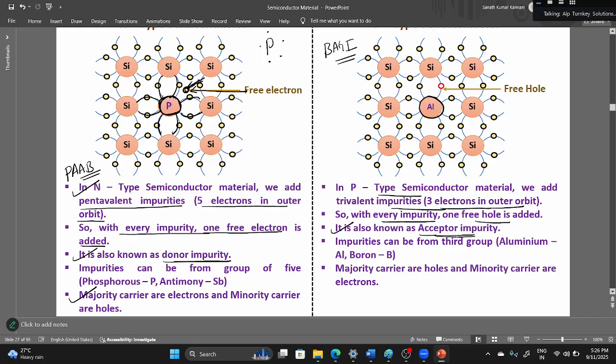This is also known as what? Acceptor impurity. Why is it called acceptor impurity? It is accepting the electron. That means it wants to accept the electron. That's why we call it an acceptor impurity. Boron, aluminum, gallium, and indium, which are in the third group, are the trivalent impurities. In this p type, the majority carriers are holes and the minority carriers are electrons. So this is about the p type semiconductor.